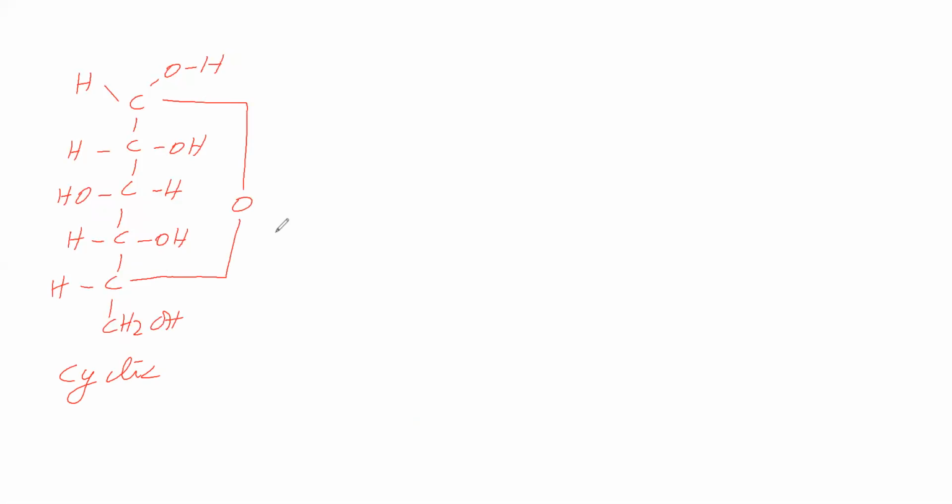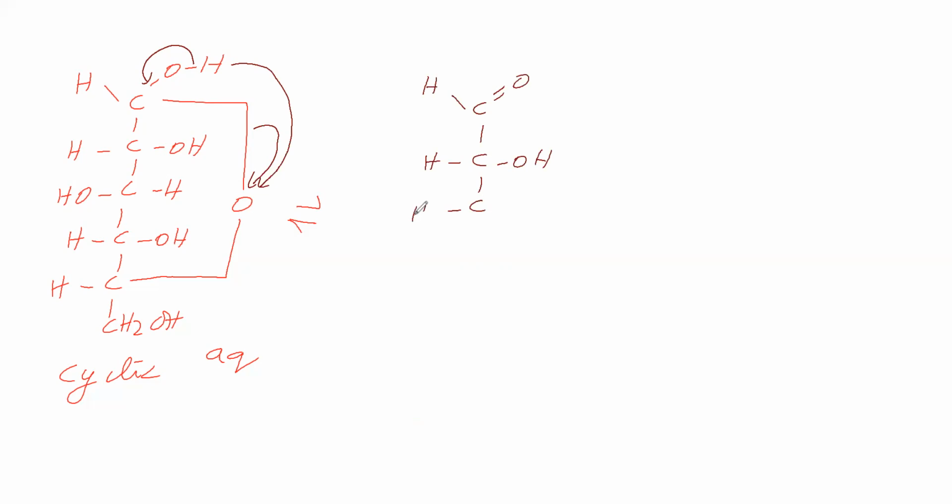Now, let us add this into water. What will happen? That we will see. This bond is migrating to this place. This H plus is migrating to this place. So this becomes an aldehyde group. This is the second carbon, the third carbon, the fourth carbon, the fifth carbon, and the sixth carbon.